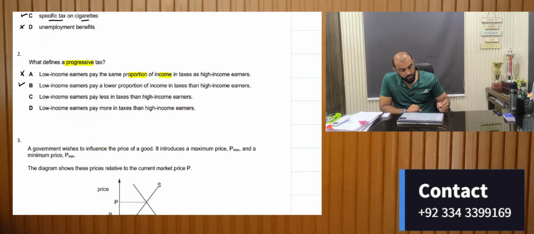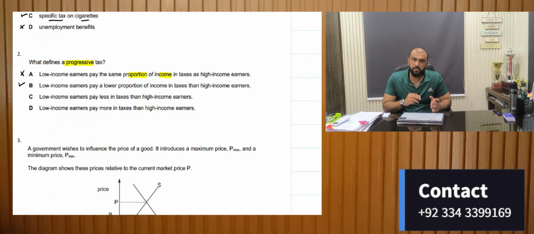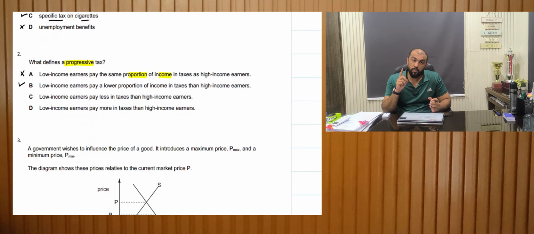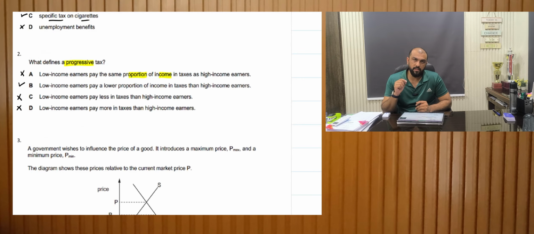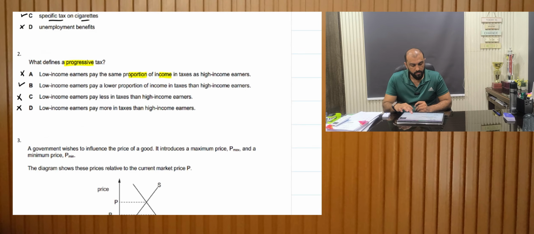Low income earners pay less in taxes. Well, they will pay less in taxes, but we're not talking about the amount. We are always talking about the proportion. Hence, this is incorrect. Low income earners pay more in taxes. Well, this is again incorrect, because whenever you're talking about the nature of a tax, regressive, progressive, or proportional, we need to look at the proportion of taxes.